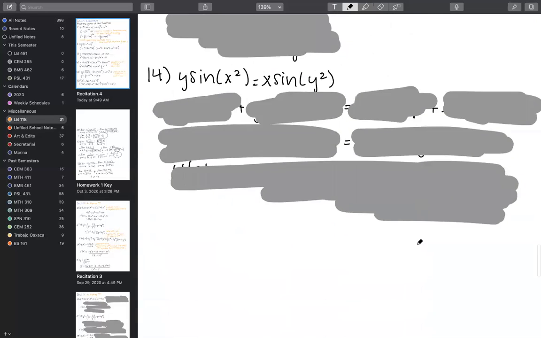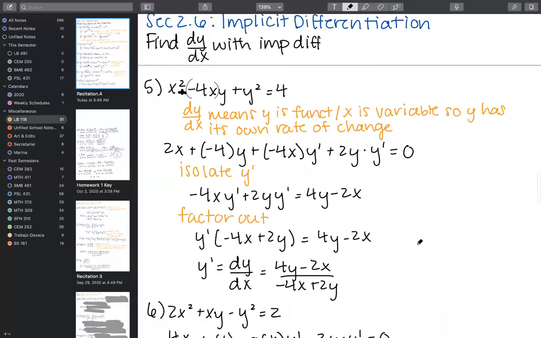All right, a couple more examples. A couple of trig examples. I don't think we've done one so far. Nope.